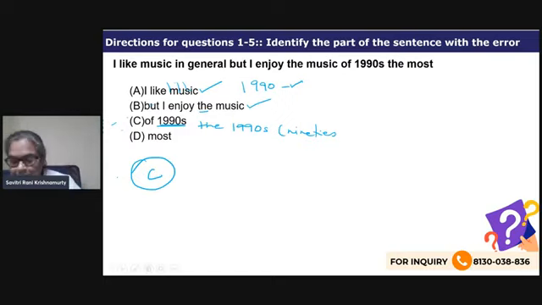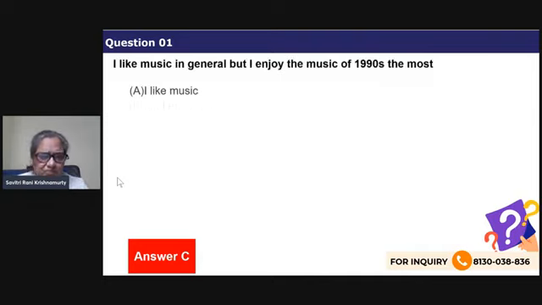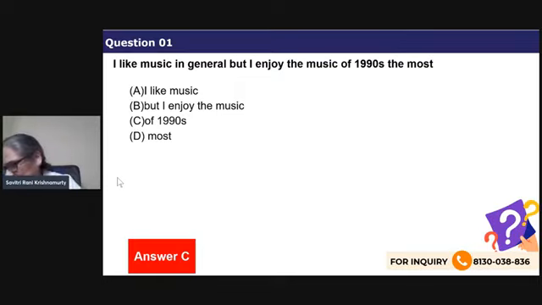Do you get it, all of you? See, the has been given in the option, in the sentence. All right, so the most you have to use before superlatives, you use articles. So the has been given there. Here, the is missing in C, so C.